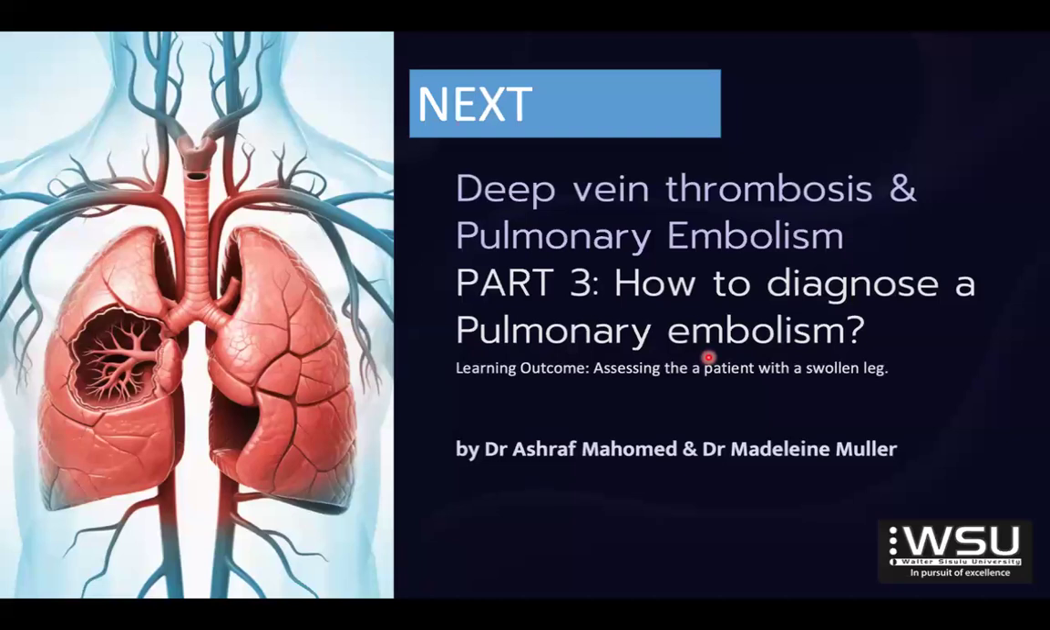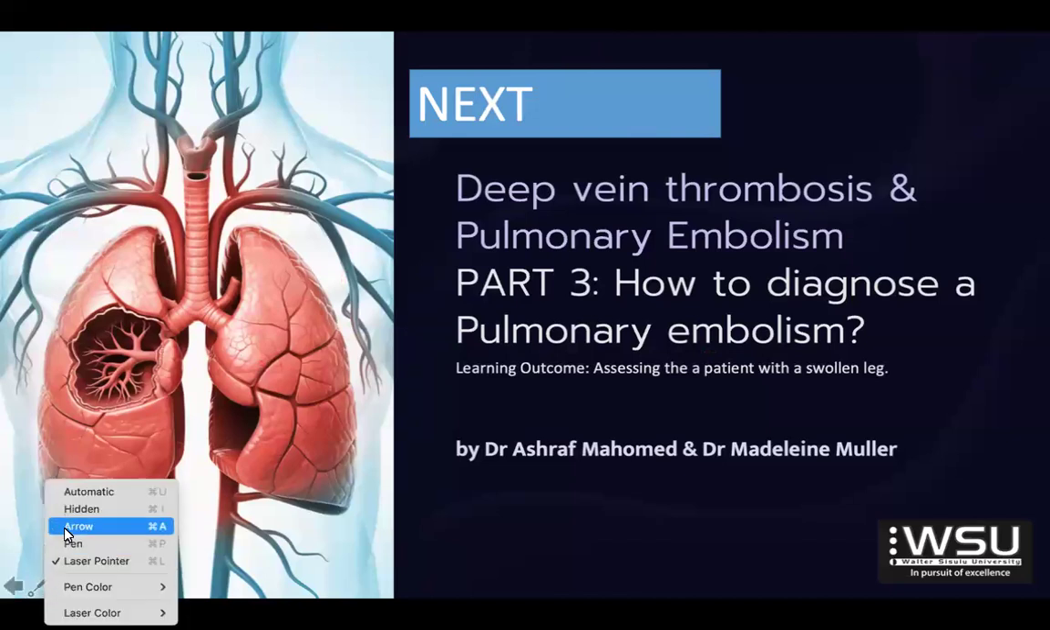Great. So now we've talked about deep vein thrombosis. In our next tutorial, we're going to focus much more specifically on pulmonary embolism and look at how we again use something like the Wells score to diagnose that.